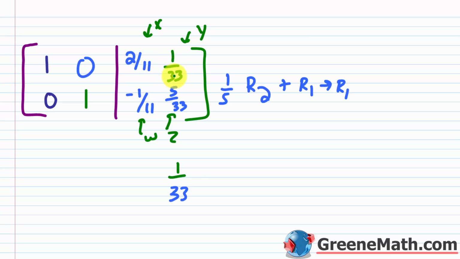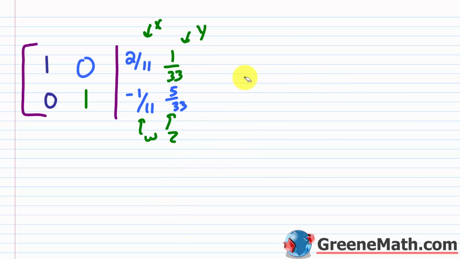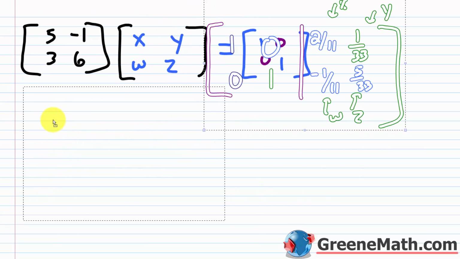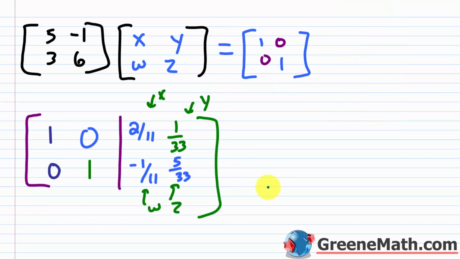Okay. So let's erase all of this. Didn't mean to erase that bracket. And let's kind of copy this real fast. So let me paste this in here real quick. And I'm saying that this guy right here should be 2 over 11. So this is my x. It should be 2 over 11. This guy right here should be 1 over 33. And this guy right here should be negative 1 over 11. And this guy right here should be 5 over 33.